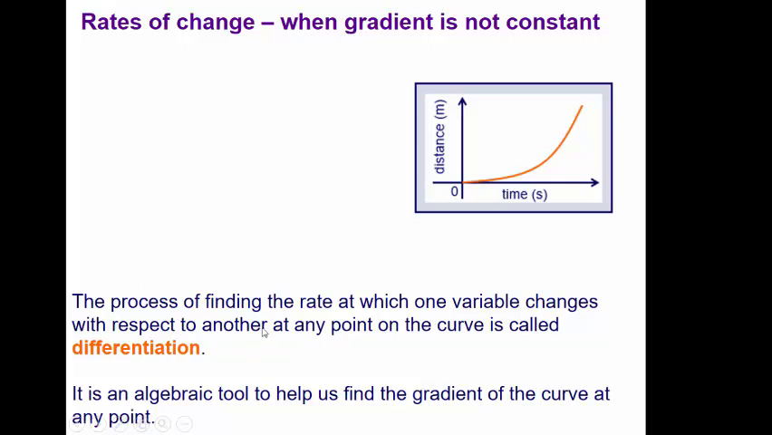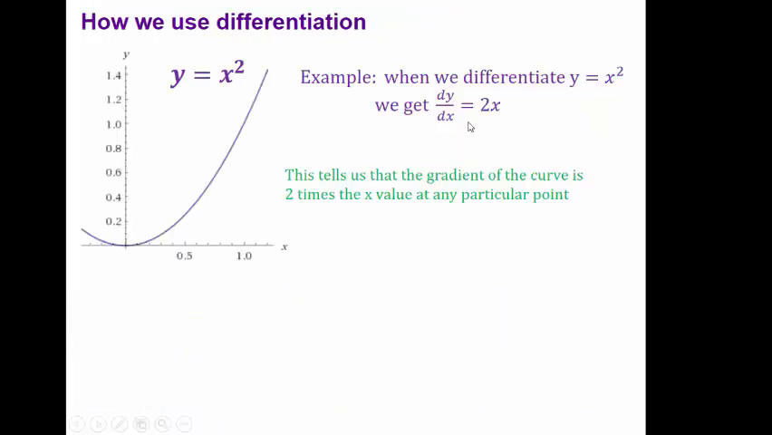So this process of finding the rate at which the variable changes at any point on the curve is called differentiation. So it's going to allow us to find the gradient of the curve at any point. So as I said, on this video, we're not going to see how to do it. I just want to show you the results of it.